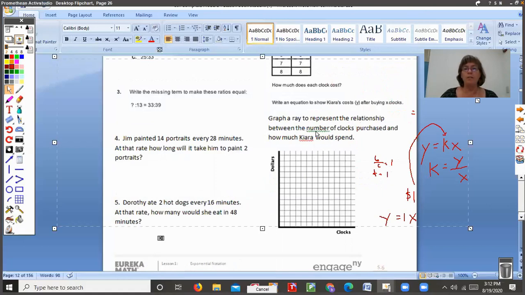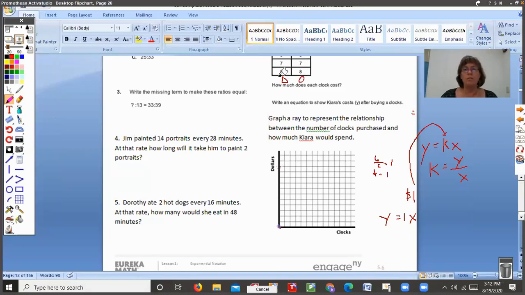Graph a rate to represent the relationship between the number of clocks purchased and how much Kiara would spend. So what we can do is go straight to any one of these numbers and just graph it, okay? The first one you always graph is the origin. What if she bought 0? Well, if she bought 0, it's going to cost her $0, right? Because 1 times 0 is 0. So we know we're going to have the origin.